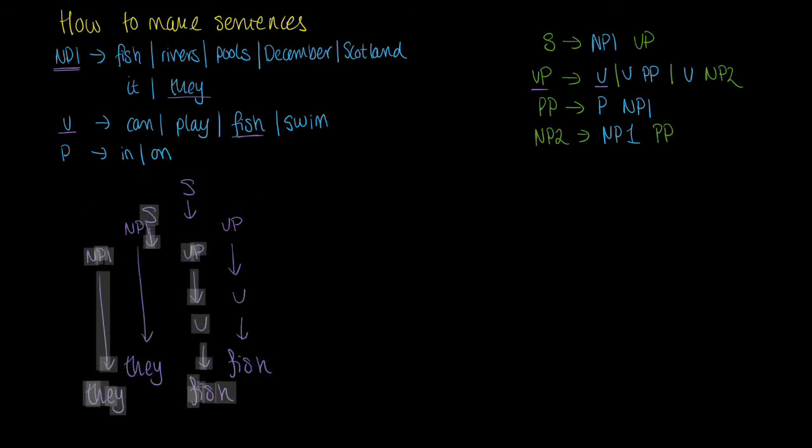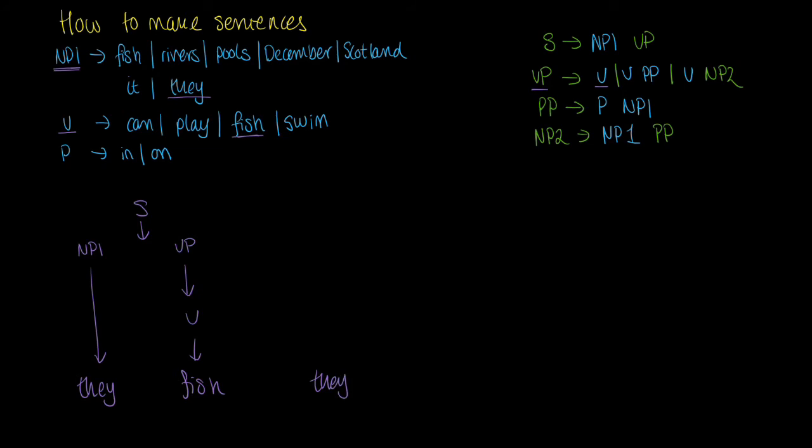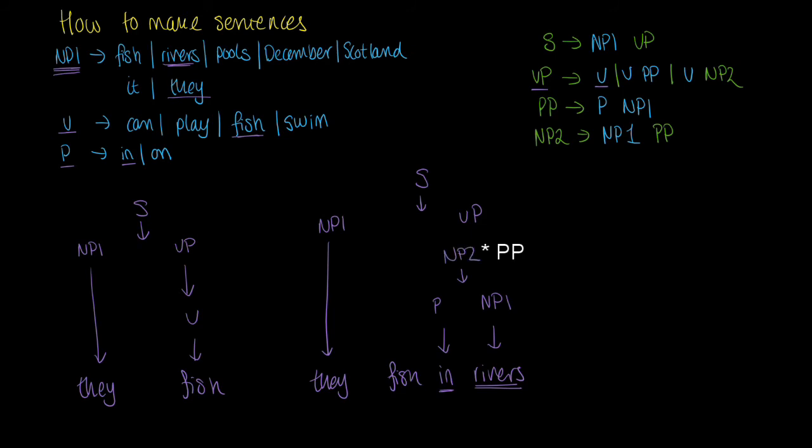Now let's try the sentence, they fish in rivers. We've done the first bit already, but we can't stop at fish here. We can look at in and work backwards. In is a preposition. Rivers is a noun phrase 1. We can combine the two to get a prepositional phrase. We know fish is a verb, and so, by the rule, a verb phrase is a verb followed by a prepositional phrase. We have a verb phrase.